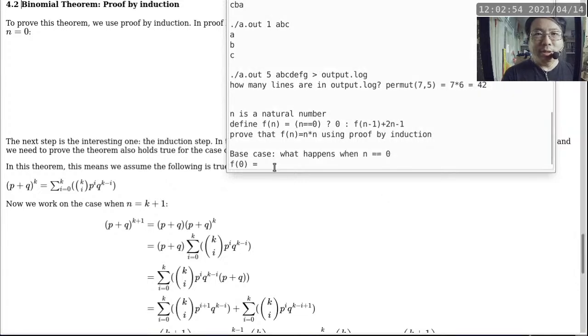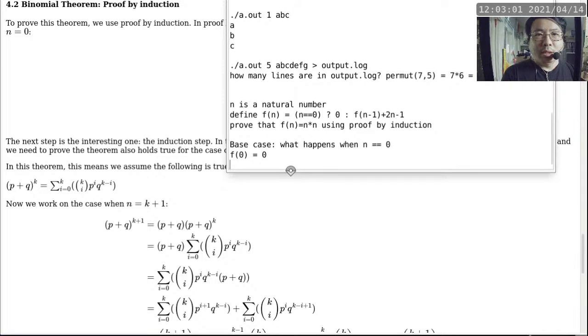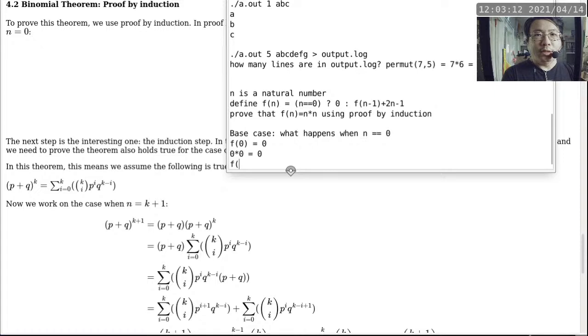All right. So yes, this is actually 0, because when n equals 0, we just return 0. What about the other side? What about n squared? 0 squared, 0 times 0, is also 0. So now we have established that f of 0 is indeed not just the value 0, but it is 0 squared, which is basically saying that the theorem turns out to be true at least when n equals 0. So that's the base case.